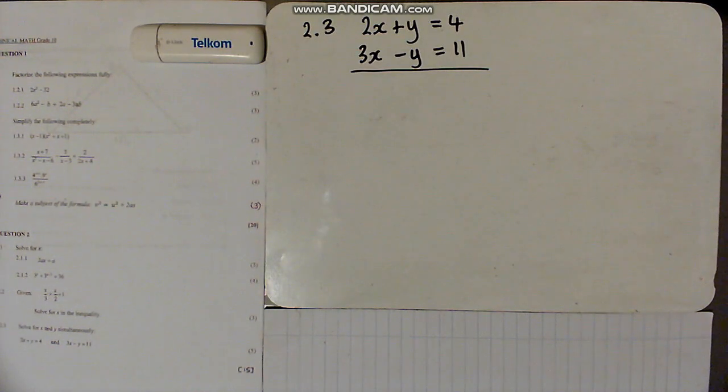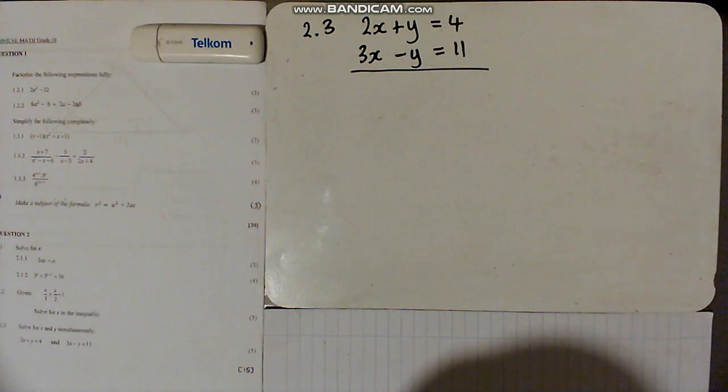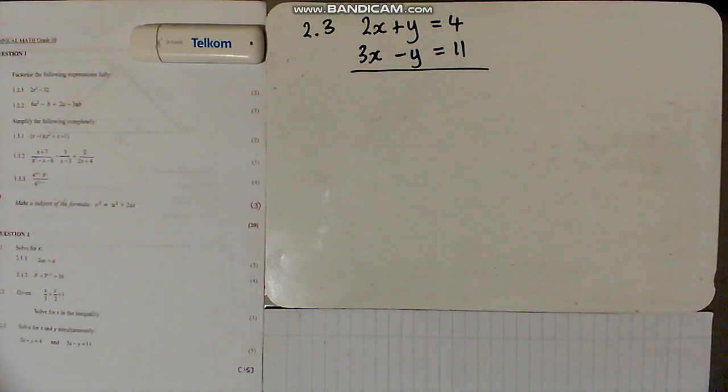Next we have simultaneous equations. We're going to go for the elimination method, which is far quicker. To cancel those y's, we need to add equation 1 to equation 2, because opposites cancel out. So plus y minus y will cancel out if I add. 2x plus 3x gives me 5x. Plus y minus y gives me 0. And 4 plus 11 gives me 15. Solving for x, x is equal to 3.